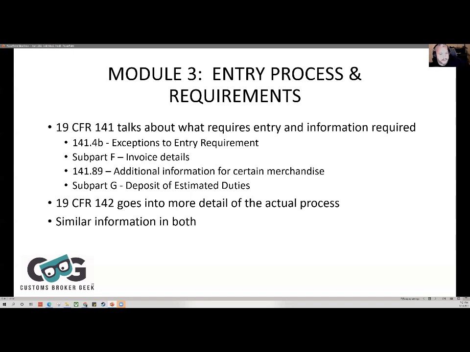Subpart G is deposit of estimated duties. It's important to note that duty payment is only estimated, as the entry is not considered closed until it liquidates, which is usually a year after.